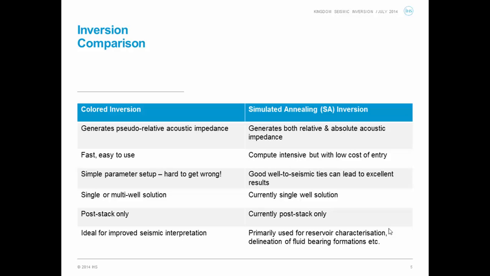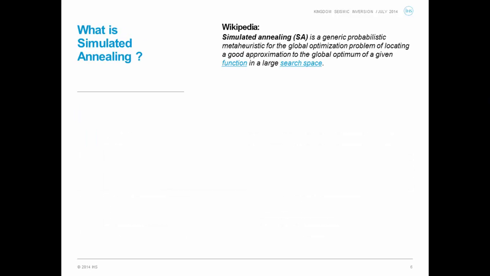The results are good for such uses as interpretation, reservoir characterisation, and delineation of fluids in fluid-bearing formations where they might cause an impedance change, etc. So, what is simulated annealing as a general concept? Well, broadly speaking, it is a technique to determine which parameter values best define a known function, and is one of the many optimization techniques available.